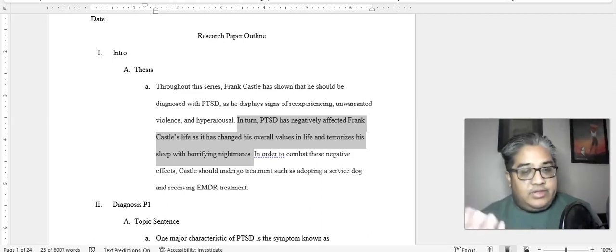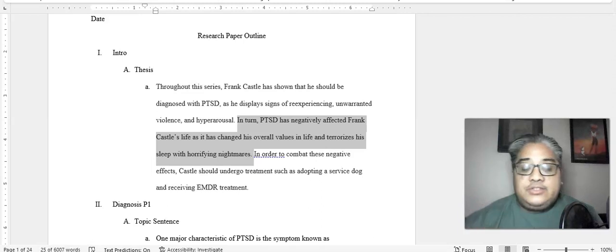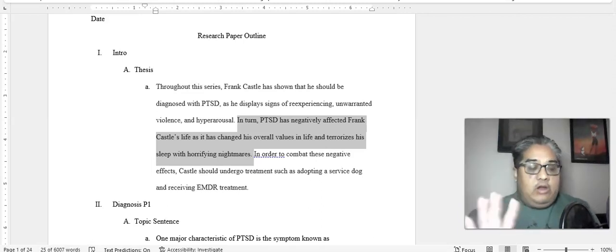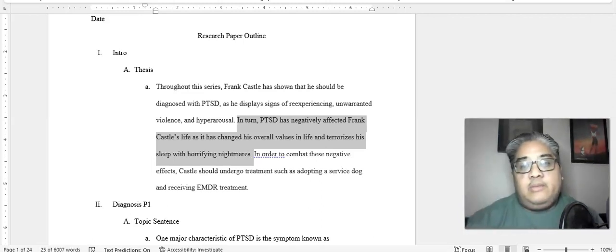How it affects his values in life and how it affects his sleep. So that means 2 affect body paragraphs. So that gives us 5 paragraphs so far, right? 5 body paragraphs so far.